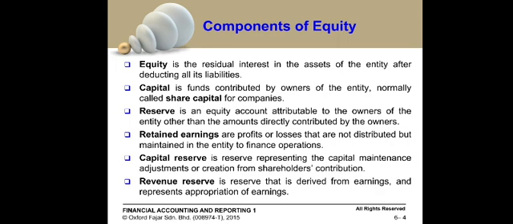There are three types of reserves that you should know. The first one is retained earnings. Retained earnings are profits or losses that are not distributed but maintained in the entity to finance operations. Capital reserve is a reserve representing the capital maintenance, adjustment, or creation from shareholders' contribution. Capital reserve is an increment in the equity of a business, but it is not from the amount contributed by the shareholders. So it comes from other sources.